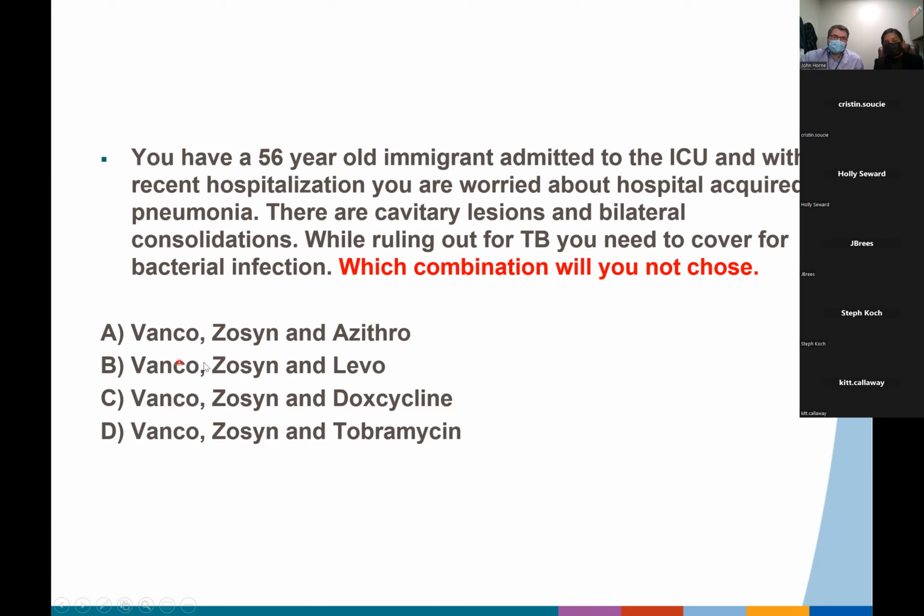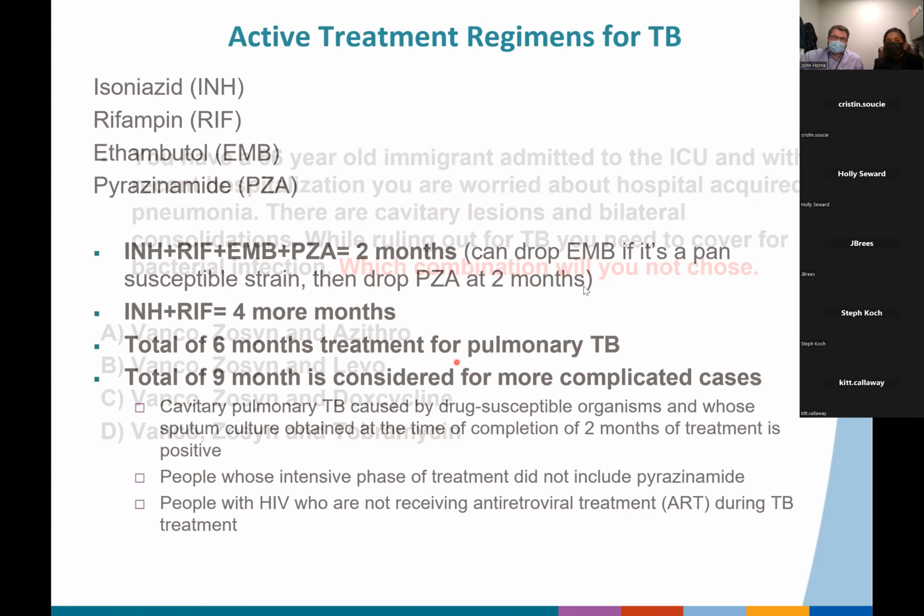Yes. And so if you're giving vancomycin and levofloxacin, then you're giving them essentially a one-drug treatment for tuberculosis. And you never want to give a one-drug treatment. So you'd think, what are my options? What could I give besides levofloxacin, if there's something I can give?